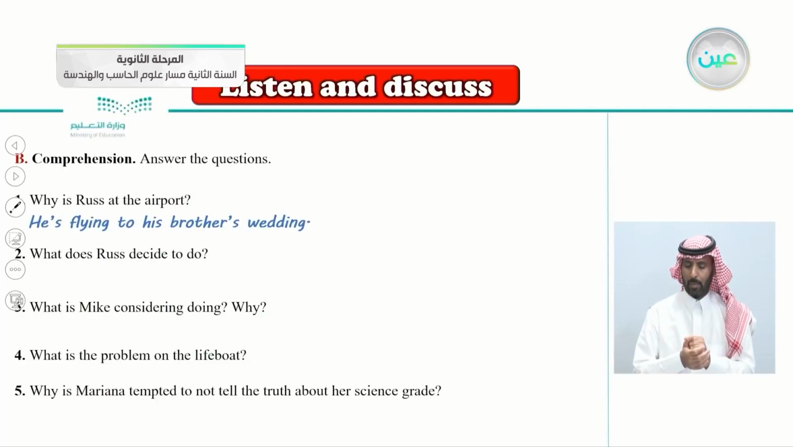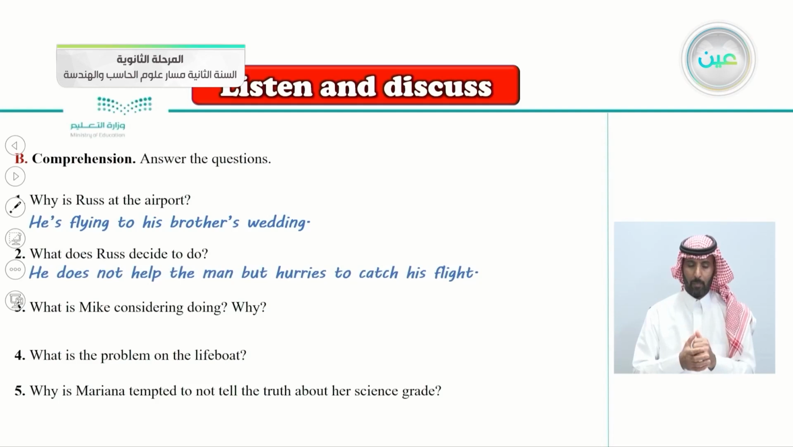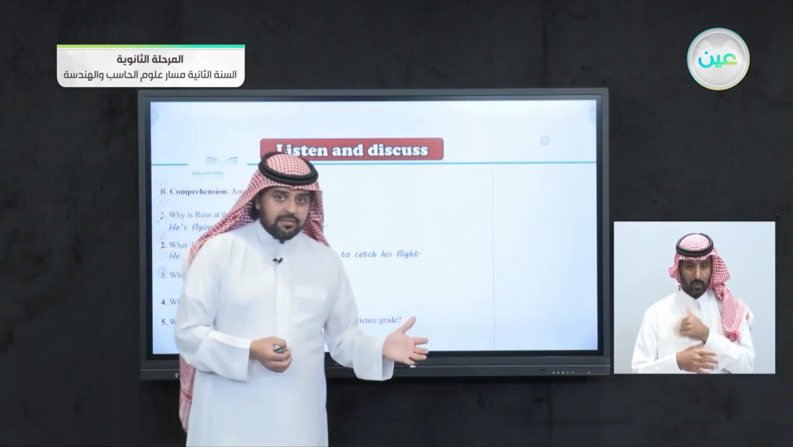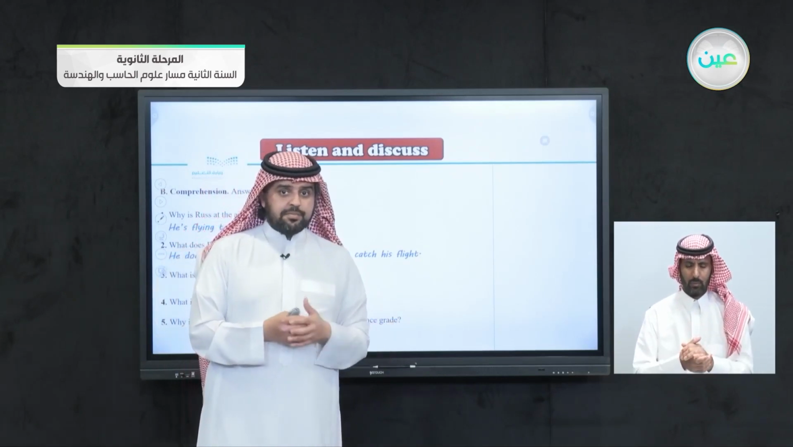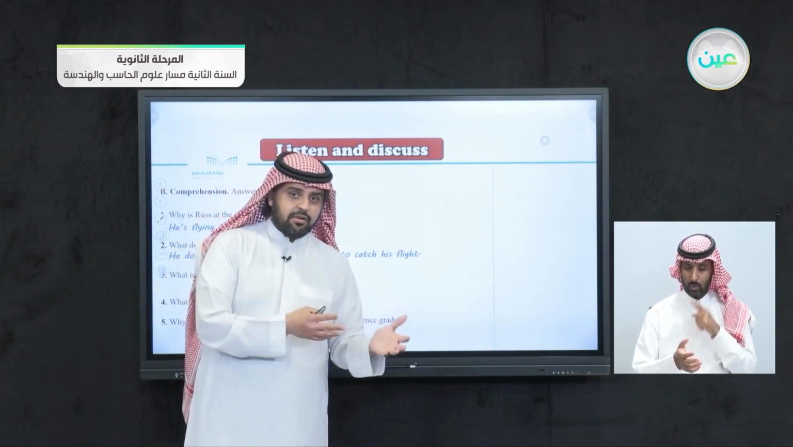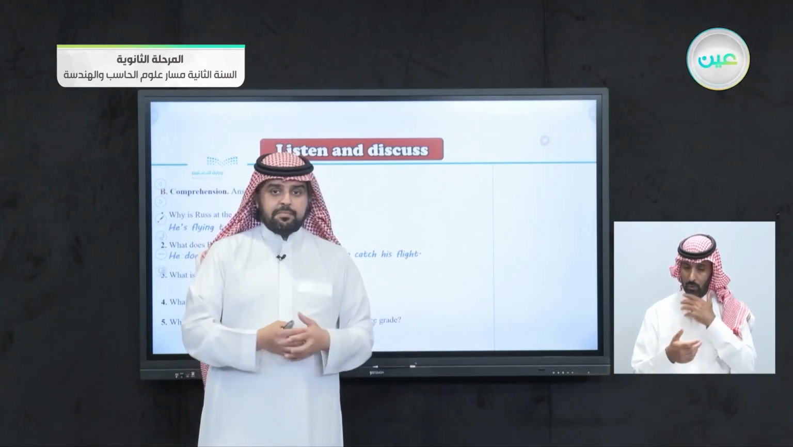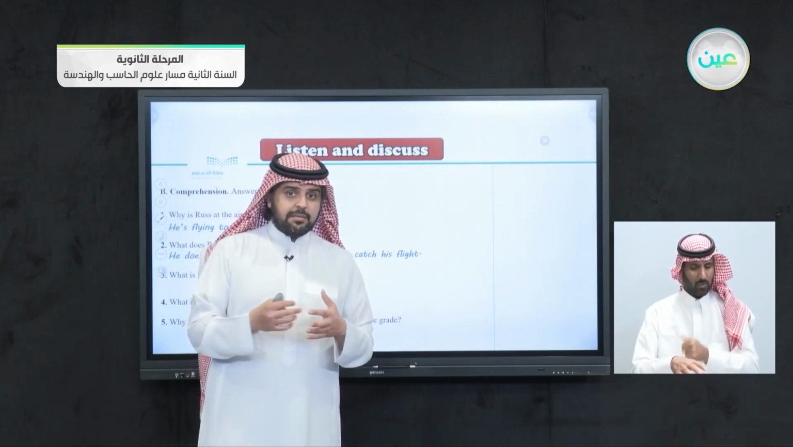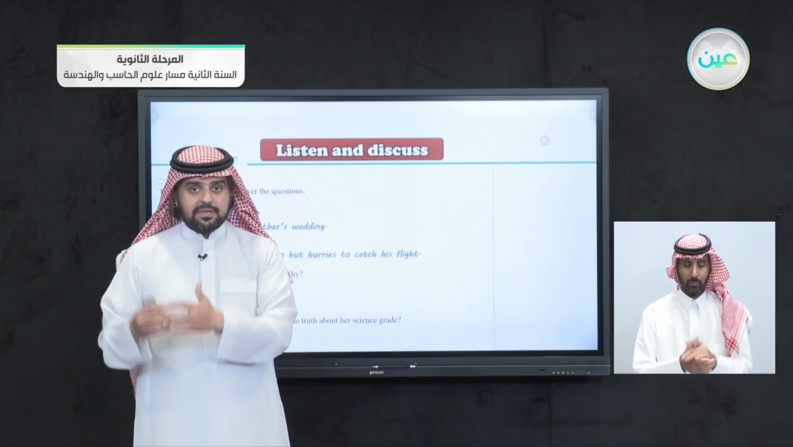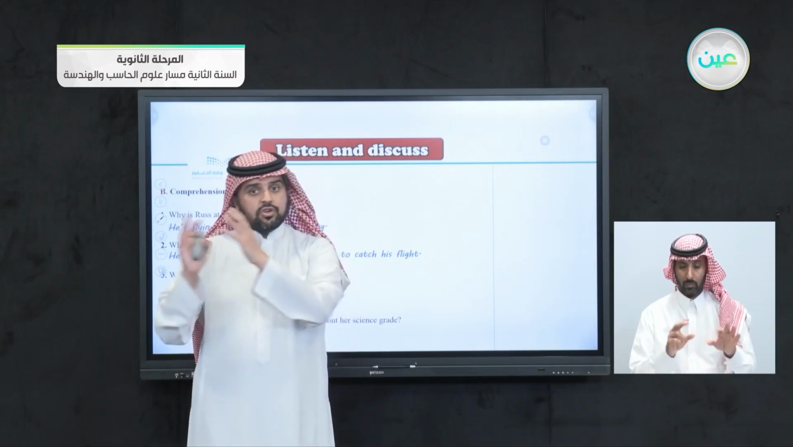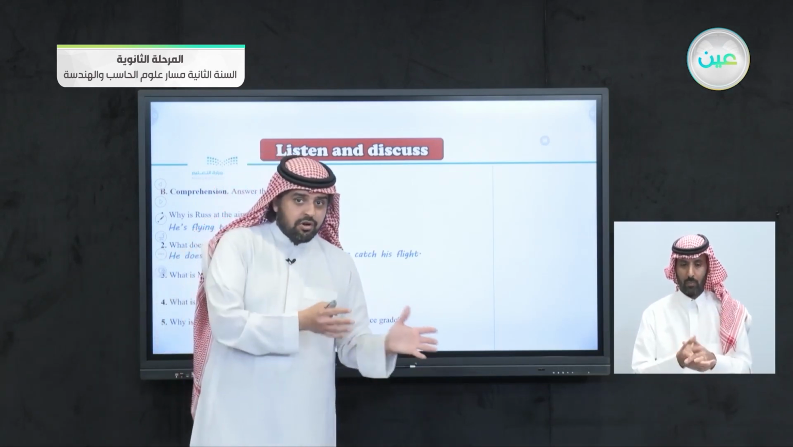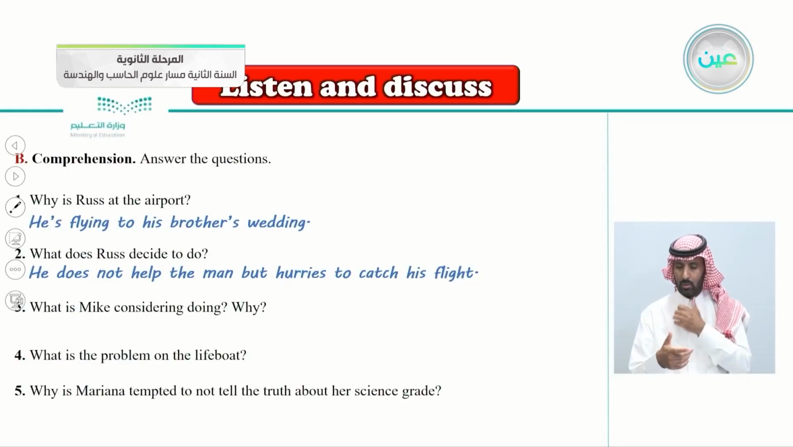So let's see the correct answer here together. He does not help the man, but hurries to catch his flight. So he didn't help the man. He ignored him and rushed to the plane. Of course, it's not that he didn't want to help the old man. He wanted to help him, but he knew that he might miss his flight, missing his brother's wedding. That's why he chose to go to the plane instead of helping the old man.